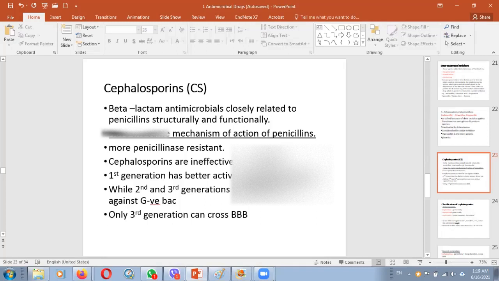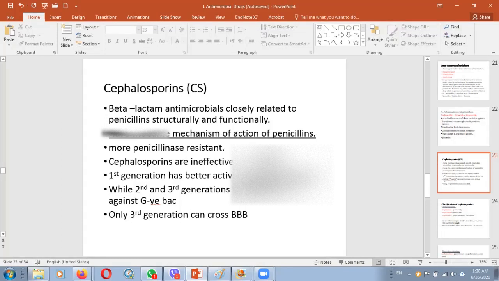Beta-lactam antibiotics are beta-lactam antimicrobials that are closely related to penicillin structurally and functionally and have the same mechanism of action as penicillins, but they are more penicillinase resistant. Here, in terms of power against resistant organisms or microorganisms, they are more powerful. Cephalosporins are ineffective against MRSA.